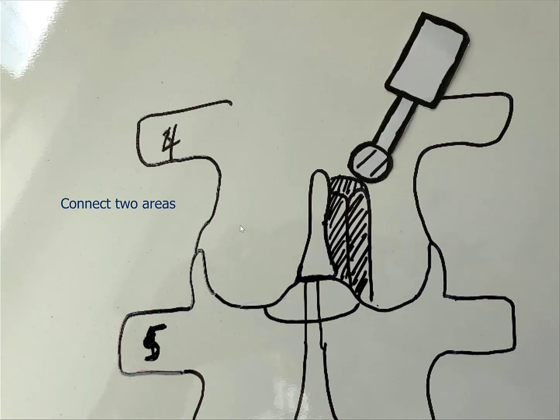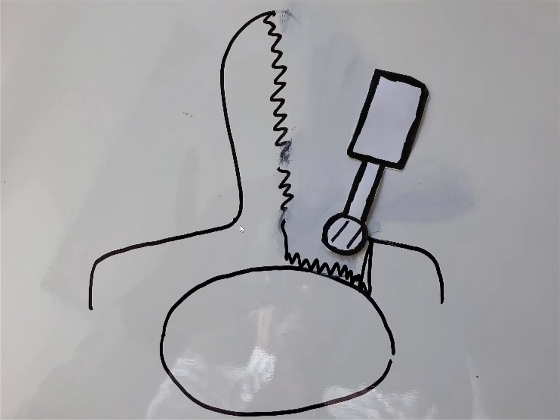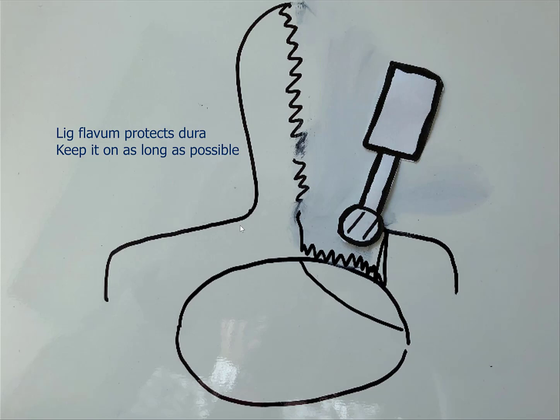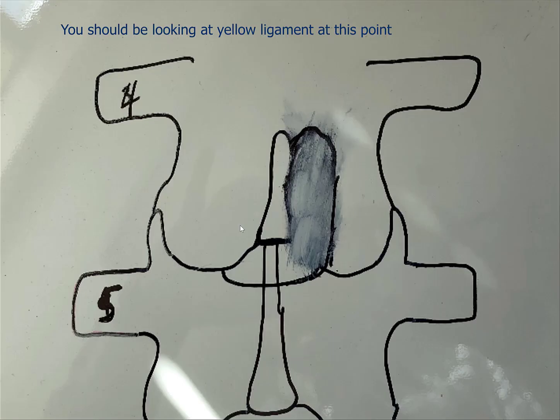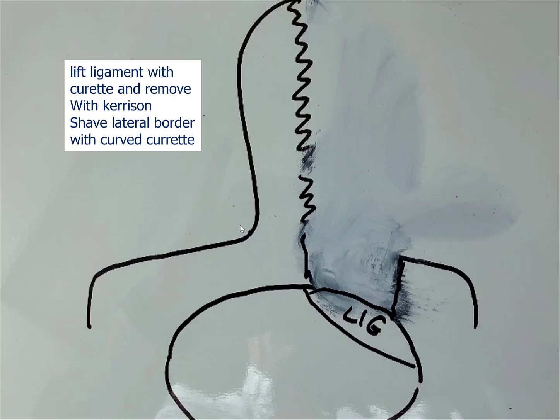I connect from where I cut the posterior spinous process to where I made my first cut. You can see here that at this point you're down to the ligamentum flavum, and you have a working window. You see the channel. I think you have to keep the ligamentum flavum on as long as possible because it protects you. You can do this different ways; this is how I do it. I find the dura, remove all the bone first, and keep the ligament intact. You should be looking at the entire yellow ligament at this point. Then you lift the ligament and remove it easily with the Kerrison.